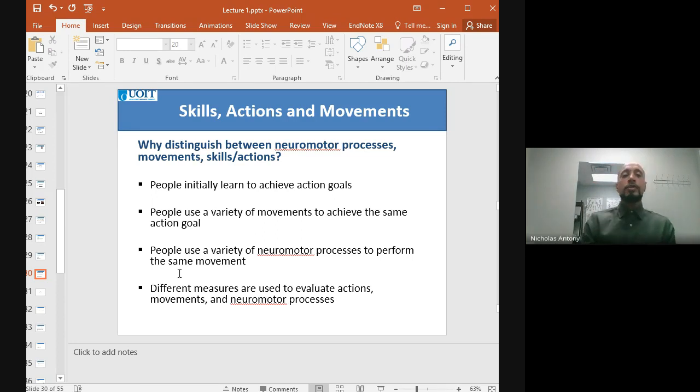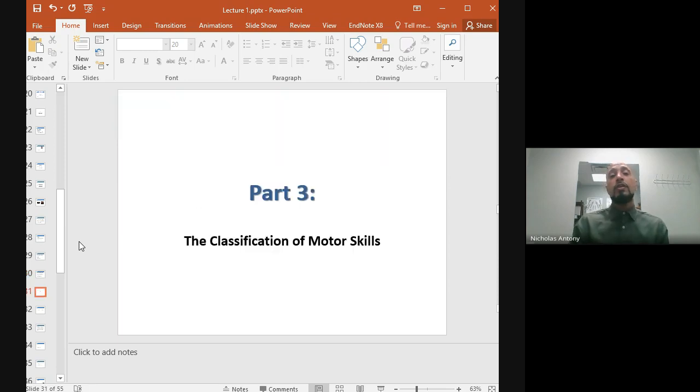And like I said, the reason why we need to be able to differentiate between all of this is because there are a lot of different ways to achieve the same motor skill, or the same movements can be used in a wide range of different skills.